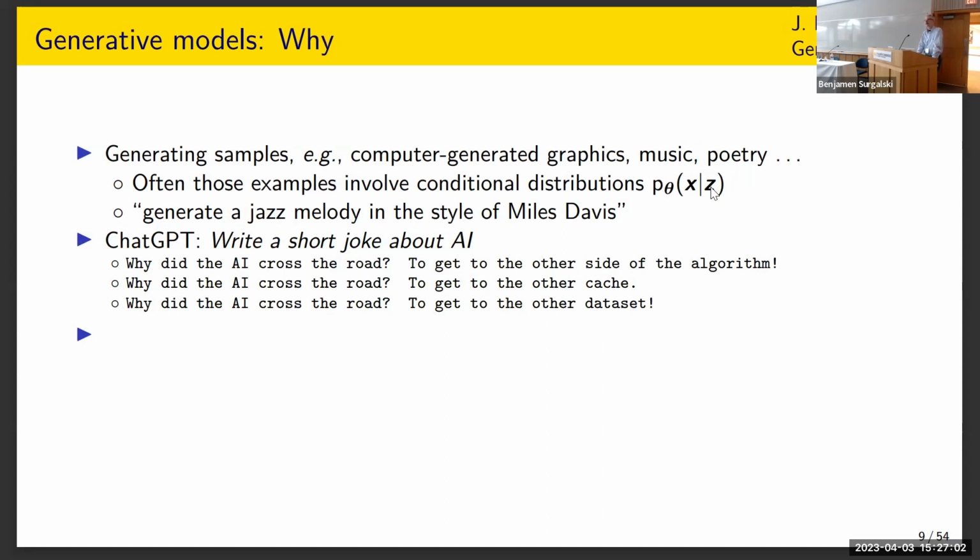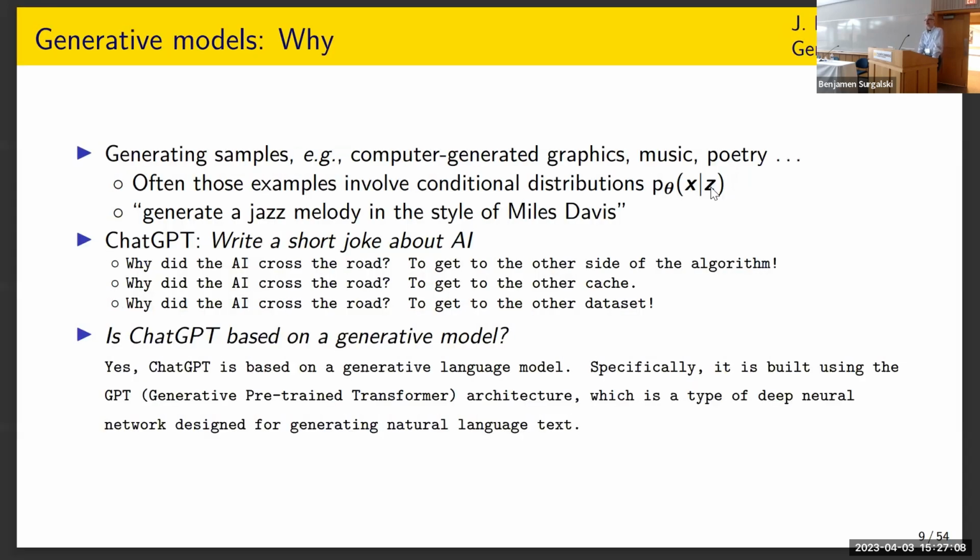These are so bad and so similar that I thought I better check to make sure ChatGPT is actually a generative model. So I asked ChatGPT, is it based on a generative model? And the answer is yes, it's based on a generative language model. Specifically, it's built on the generative pre-trained transformer. So the G in ChatGPT is generative. I don't know why it's so bad at making jokes about AI, but there is some randomness to it, right? It didn't generate the same joke three times, just very darn similar jokes three times.